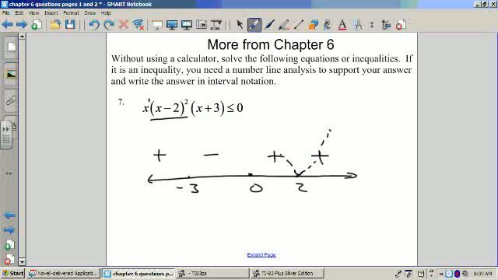Where is this less than or equal to 0? It's equal to 0 here, here, and here. And all the points between -3 and 0 are less than 0. So my answer in interval notation is all the points from -3 to 0. Notice I'm putting square brackets because -3 and 0 are part of my solution. And then don't forget the point 2.